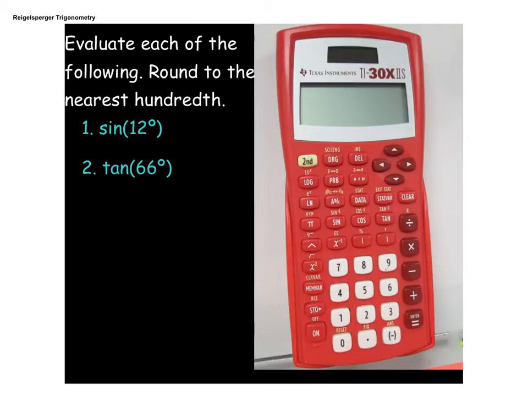Now your answer is not going to be a pretty answer most of the time. Most of the time your answer is going to be a really obnoxious decimal. And most of the time you will be asked to round to the nearest hundredth. Now remember, nearest hundredth means 2 decimal places.